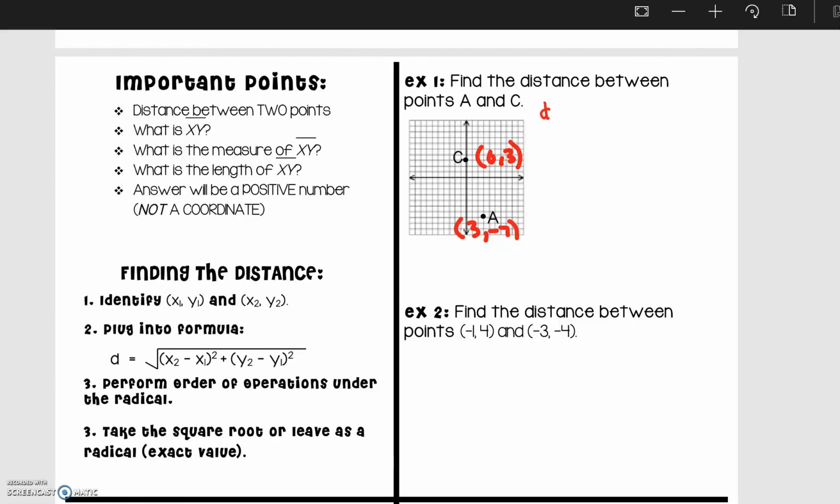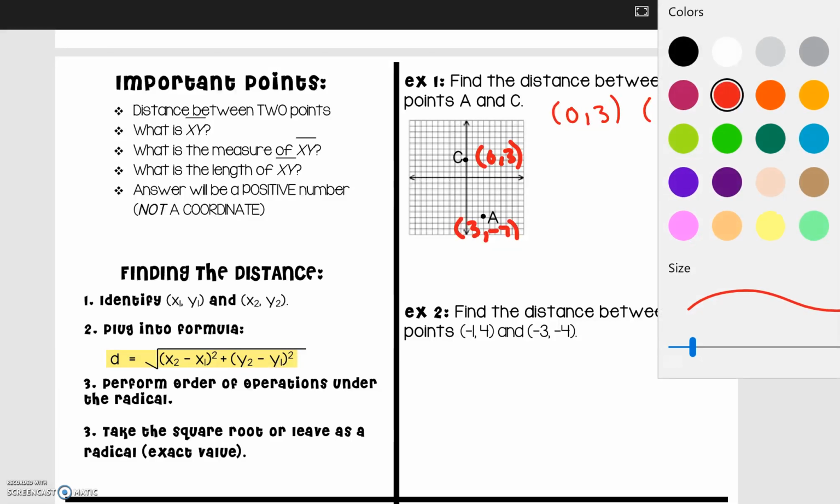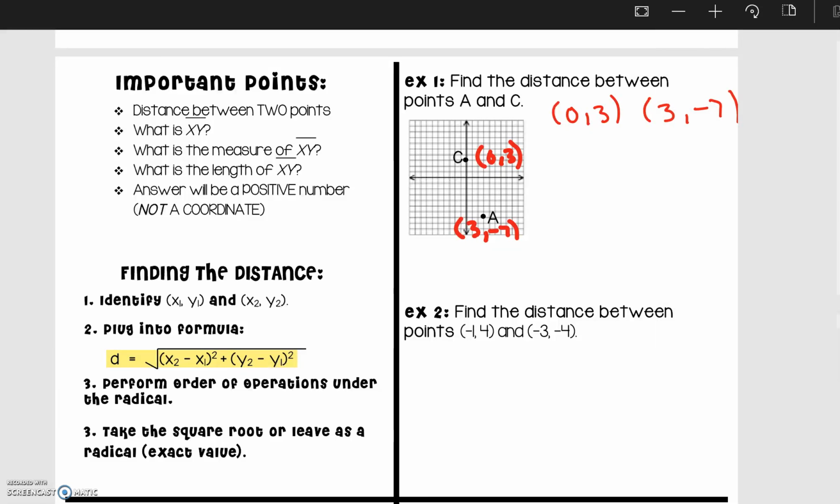So we know our distance formula. I'm not going to rewrite it because it's right over here. But I am going to write the ordered pairs here. It doesn't matter the order that you write them. We have 0, 3, 3, -7. We label these, since this is our first ordered pair, we label it x1, y1. Since this is our second ordered pair, we label this x2, y2.